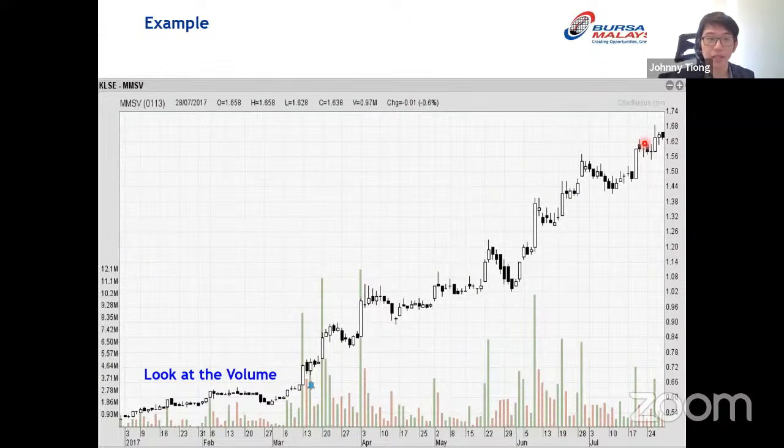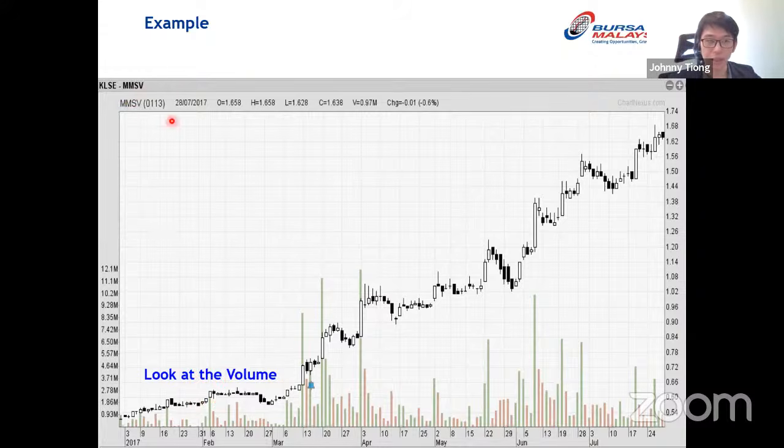Now I'm going to talk about some examples, so please bear with me. These examples are not current, they are from 2017, though some of it is quite current. We look at this one by one together, using what we have learned just now: the price volume analysis, the zones and the momentum. First we look at the volume.